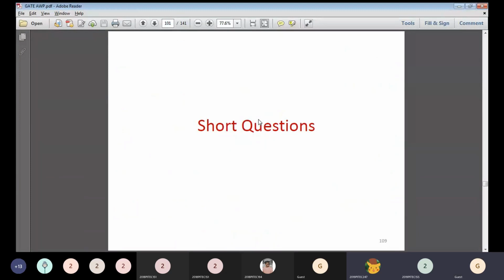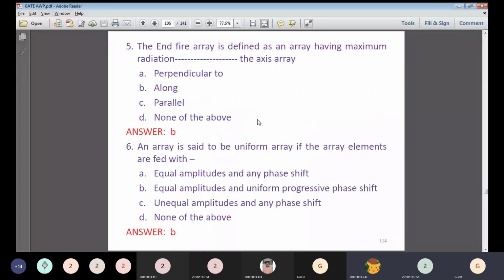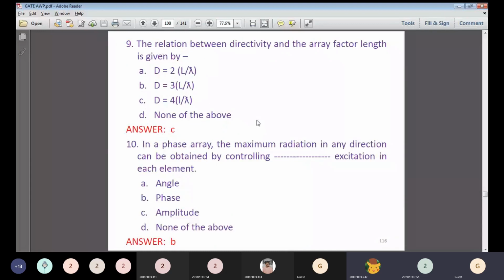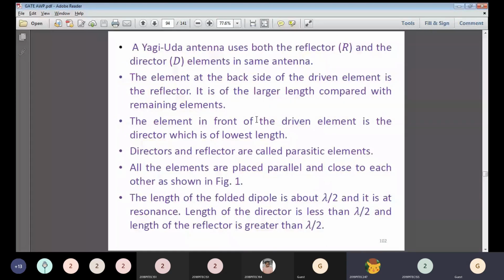And these are the short questions, and we have discussed the problems also from these slides. Discuss those slides, and after that you can come to know what the antenna array concept is in detail. So these are the topics, the things which we have discussed today.